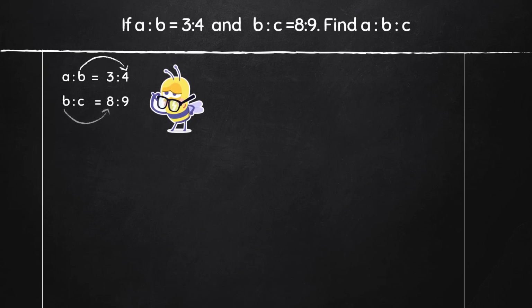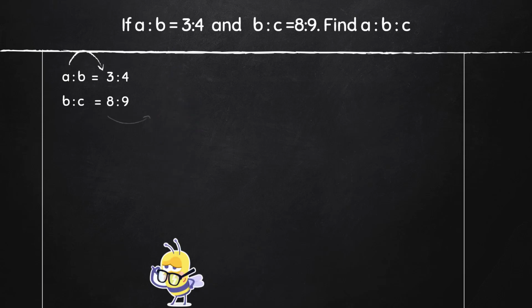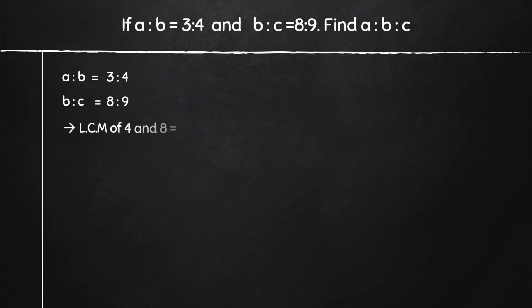is 8. So to ensure the value of B remains the same in both the ratios, we need to first calculate the LCM of these two numbers. LCM of 4 and 8 is 8. So we take the first ratio, 3 by 4. This is A by B. So 4 times 2 is equal to 8 and 3 times 2 is equal to 6.